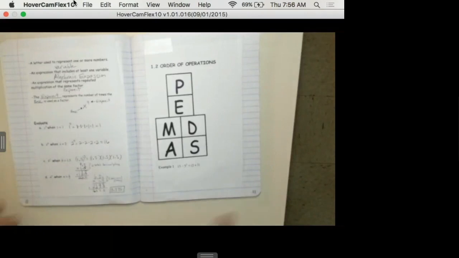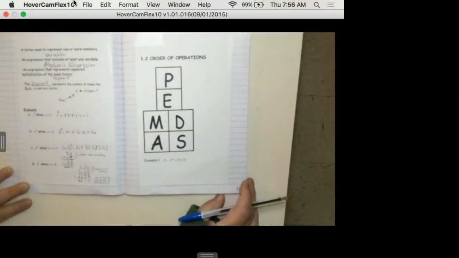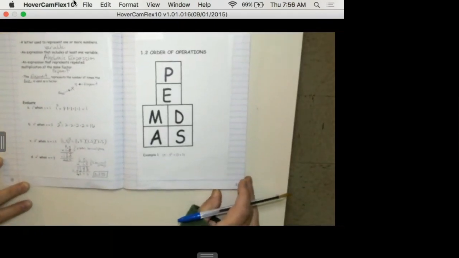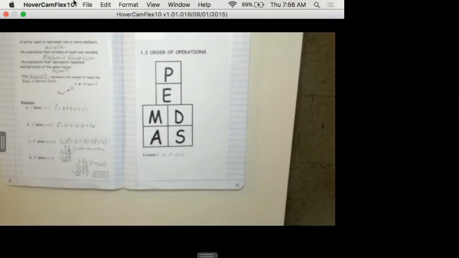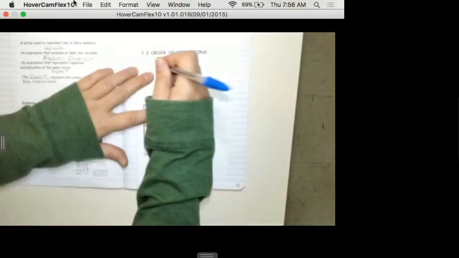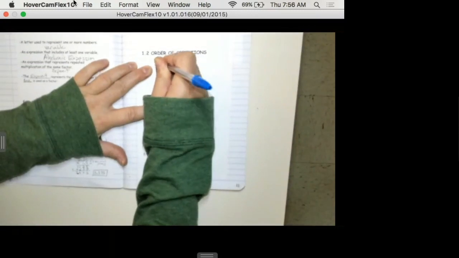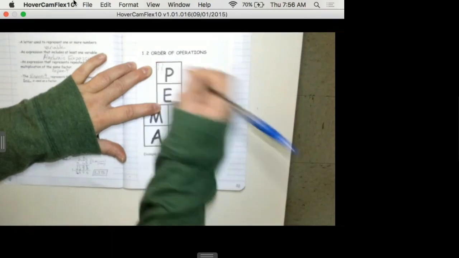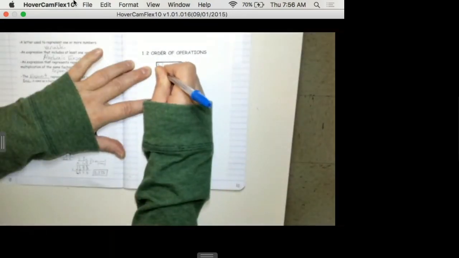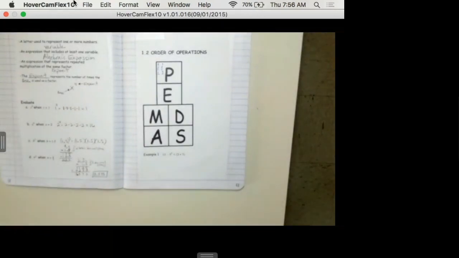All right, today we are working on 1.2, order of operations, otherwise known as PEMDAS. We have P. What's P stand for? Parentheses. And so we do have some different kinds of grouping symbols. We have the regular parentheses, the squiggly bracket, and the square bracket. You can see those on a laptop keyboard. So you have three different kinds of parentheses. They're grouping symbols. They group numbers together.